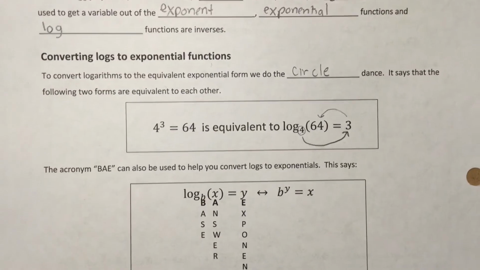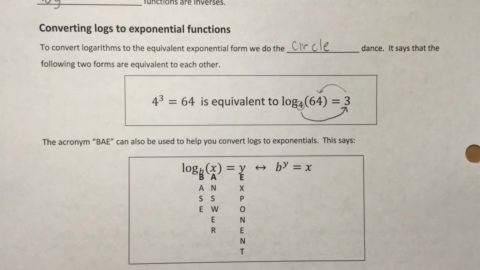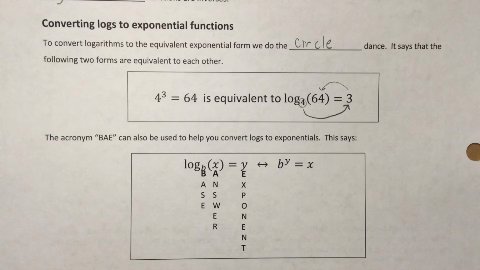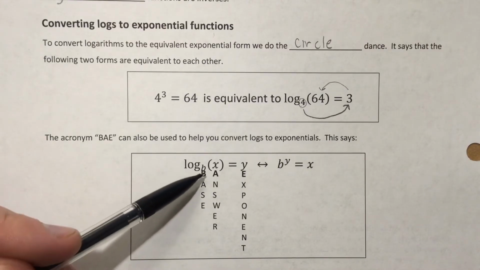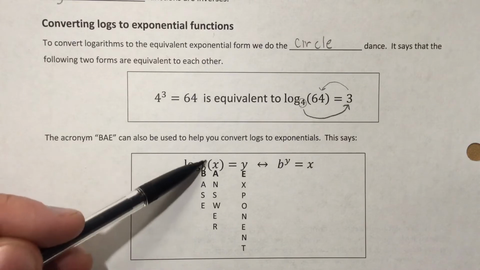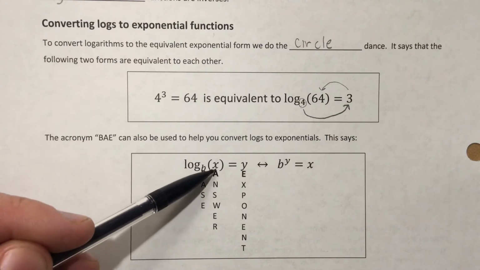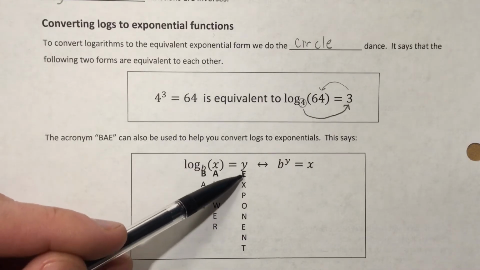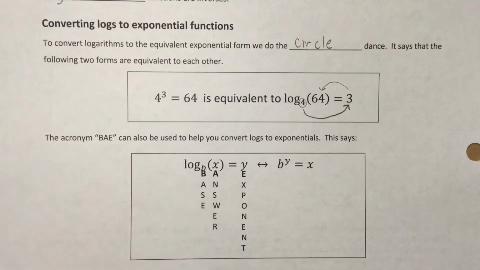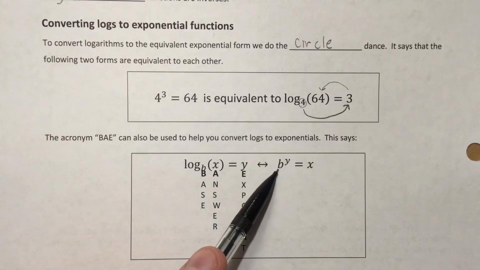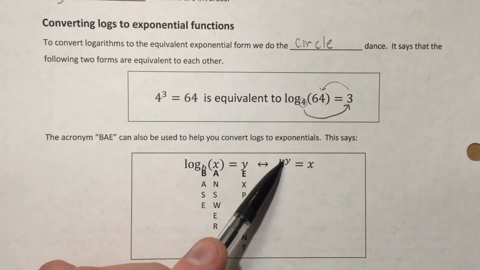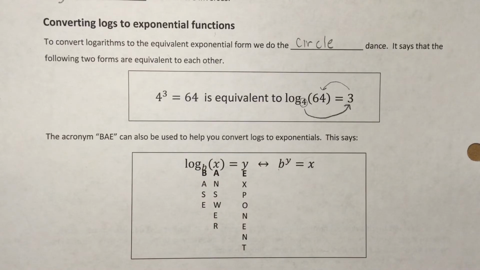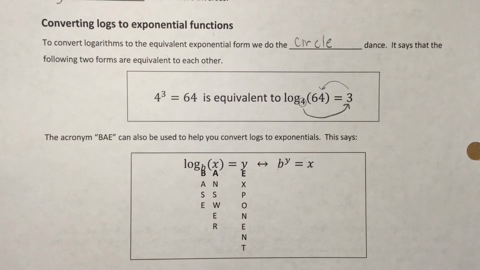One of my students in the past had trouble with the circle dance, so she came up with the acronym of BAE. So you can also use that if you like that better than the circle dance. She wrote that under the logs. The B stands for the base. That little number is always the base. Then answer, so whatever is in the parentheses is your answer. And then whatever is equal to is your exponent. So base, answer, exponent. That's where that BAE comes from. And again, B is the base, E is the exponent of that base, and then the x is the answer because that's what's by itself. So whichever way helps you remember better, that's what you can use.